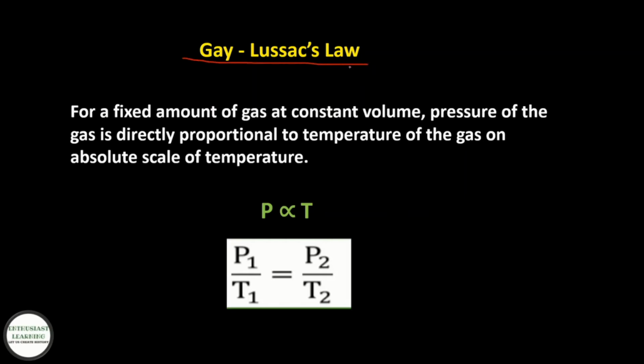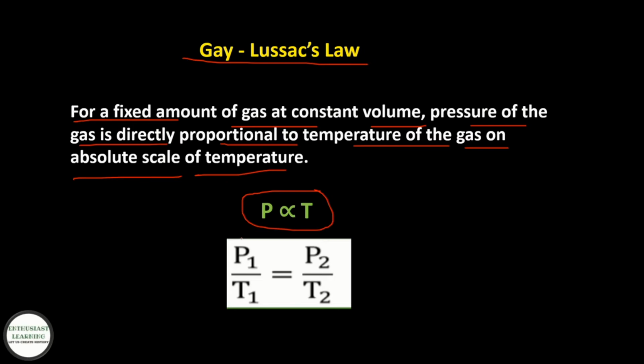Now Gay-Lussac's law. For a fixed amount of gas at constant volume, the pressure of the gas is directly proportional to the temperature of the gas on the absolute scale of temperature. That means P is directly proportional to T. That means P1 by T1 is equal to P2 by T2.